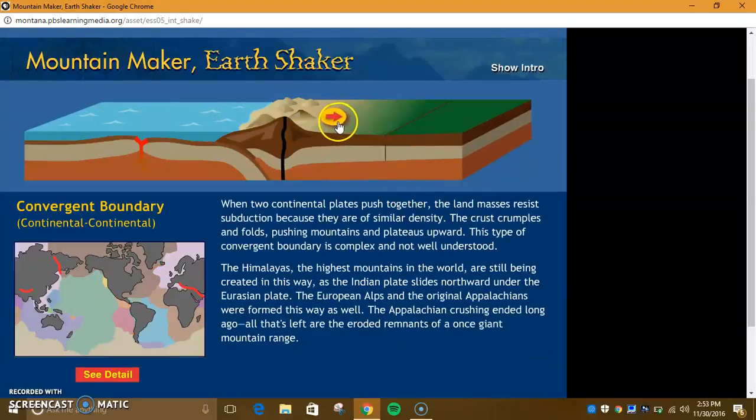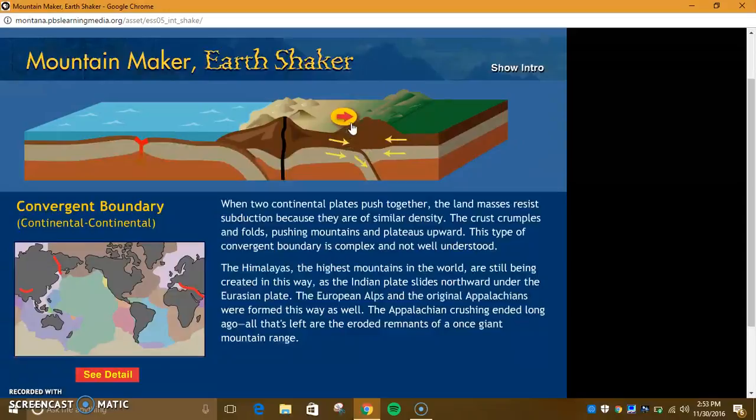Alright, first we have convergent plate boundaries. Now, convergent boundaries are where two plates are crashing into each other. Here we see two continental plates pushing against each other, and they're both at similar densities, so neither one of them wants to really sink underneath the other. So we see mountains being formed. Mountains and volcanoes even can be formed from convergent plate boundaries.